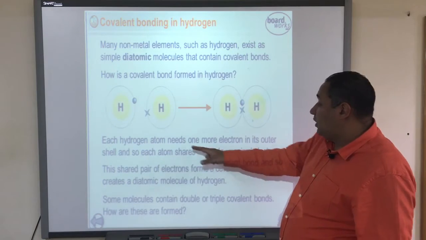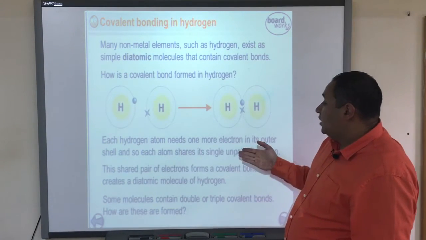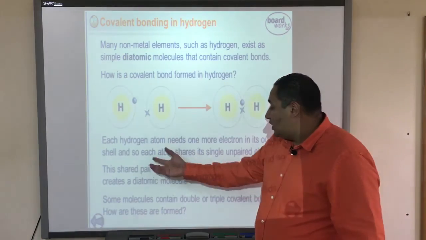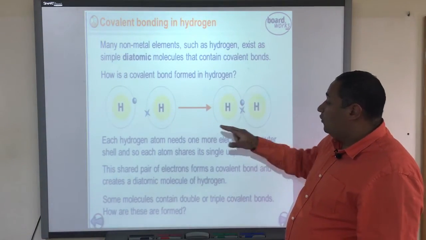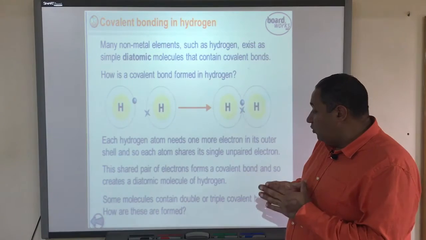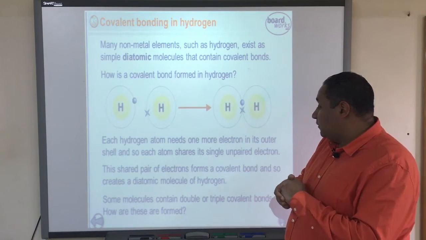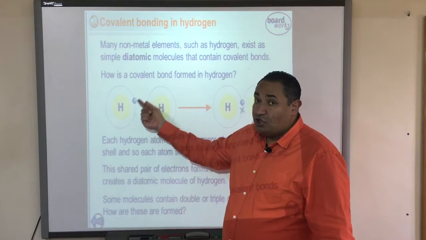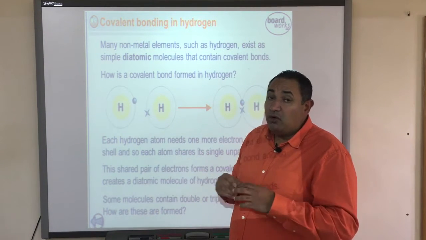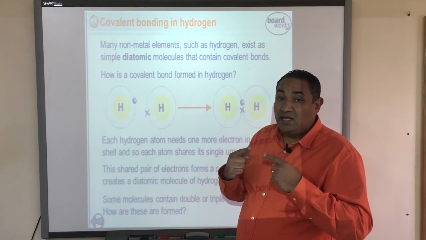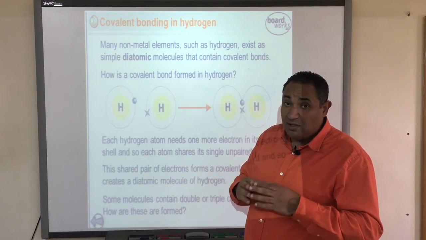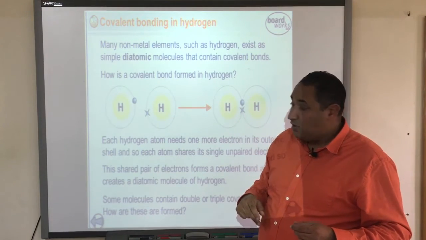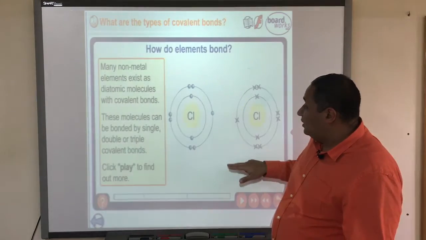So each hydrogen atom needs one more electron in its outer shell, and that's how they share together, forming this type of bond. You have to understand something. If each atom shares an electron, we call the new bond a single covalent bond. It is a single covalent bond, only one pair of electrons. This is what we call a single bond.